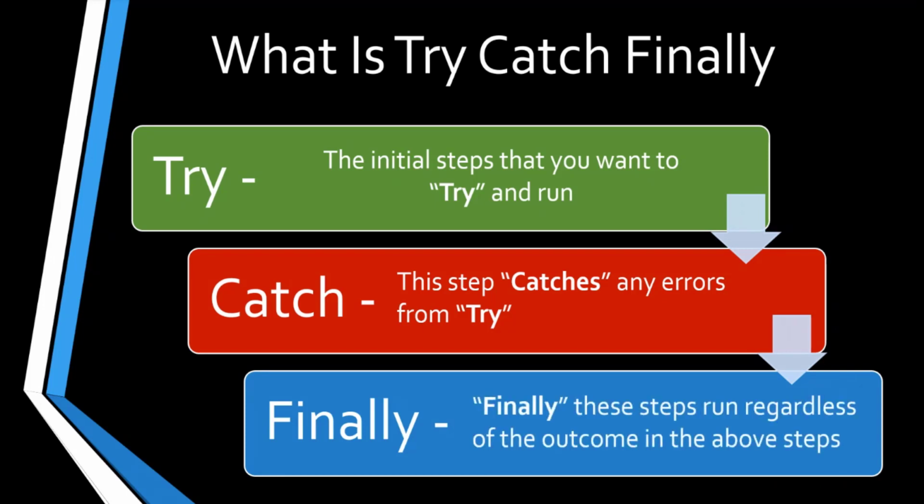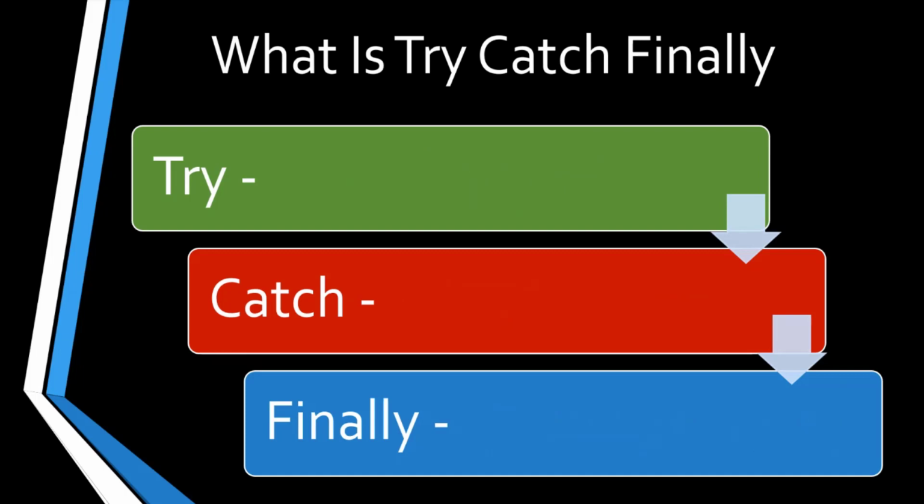And then finally, this sounds exactly how it sounds. These are going to be run no matter what the outcome is. If it fails, if it's successful, we're always going to execute this block. Now, finally is not really required. It could be optional. Again, you might just want to try something and then catch any errors. You might not want to do anything after, and that's okay. So what I always call it is try, catch, and then finally after, maybe. It really depends on the business scenario.